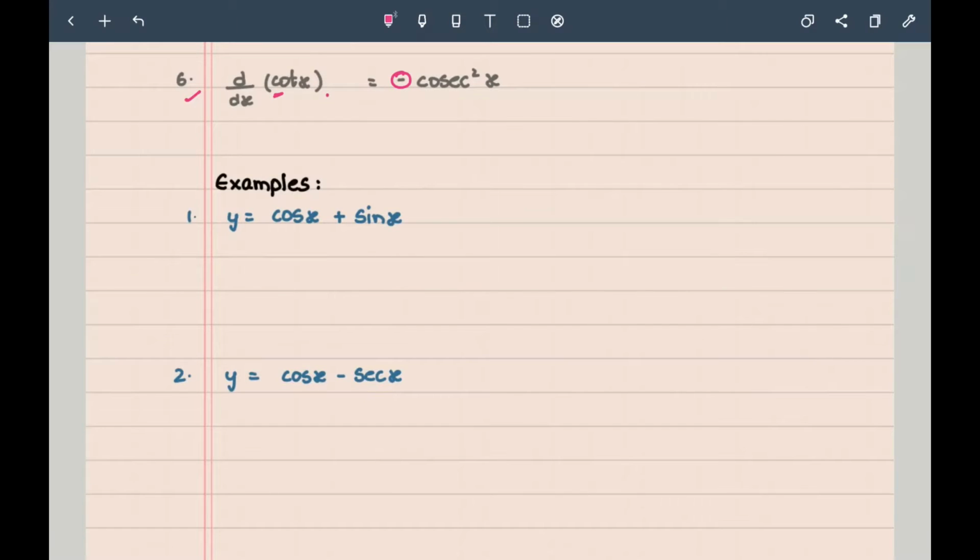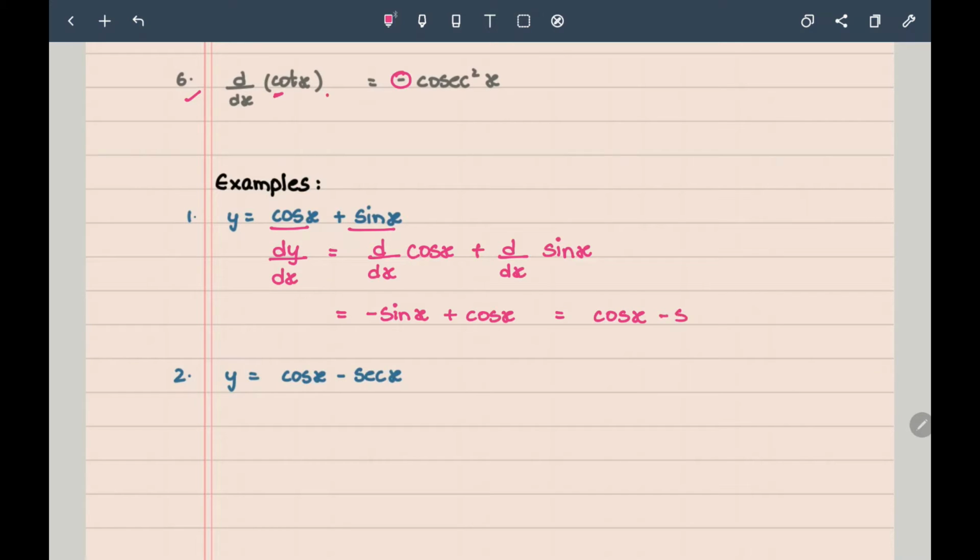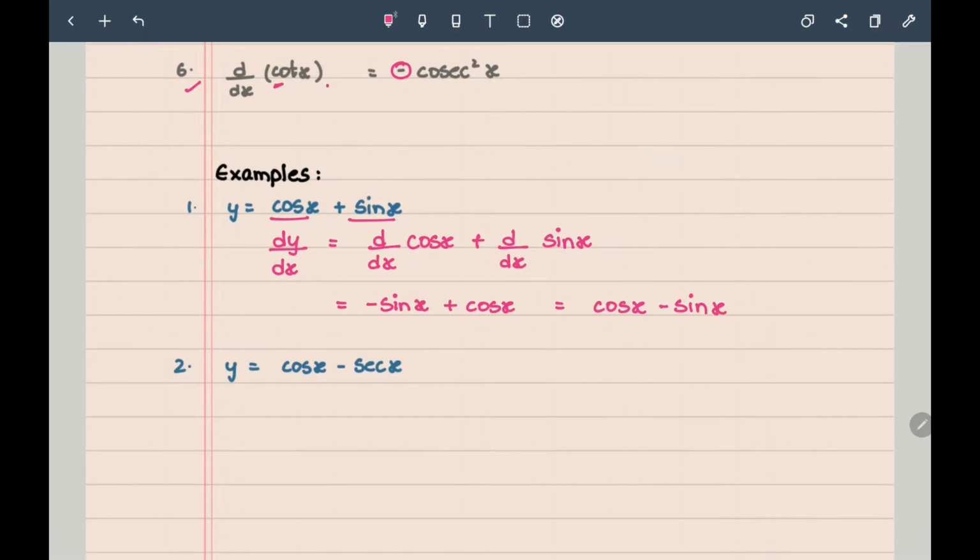So the first equation we have is y is equals to cos x plus sin x. So when we are finding the derivative, that is dy by dx, we can split this into d by dx of cos x plus d by dx of sin x. So the derivative of cos x is minus sin x, and derivative of sin x is plus cos x. We can rearrange it and write it as cos x minus sin x. So this is the answer.